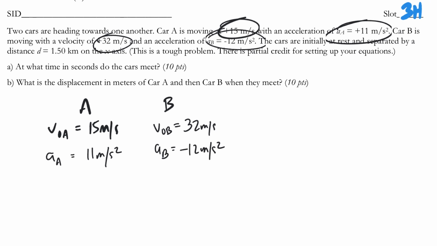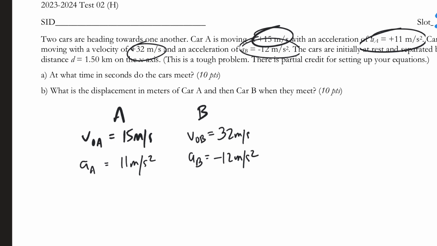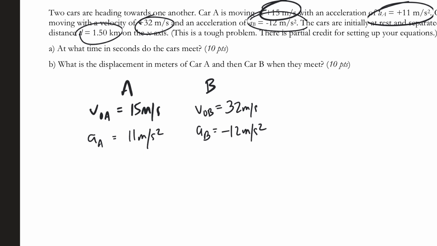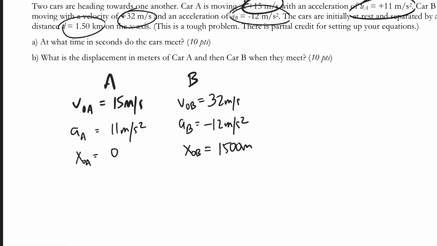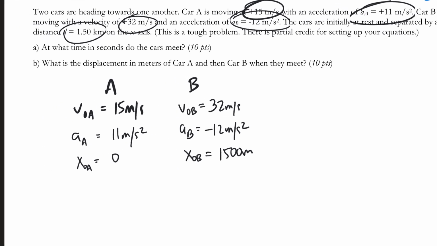Okay, the cars are initially separated by a distance of 1.5 kilometers, so 1,500 meters on the x-axis. That tells us, and this was the big trick to this problem, that A is at a position, we'll call it 0, and B is at a position 1,500 meters. It could have been any x naught A or x naught B as long as they were 1,500 meters apart. Okay, this is a tough problem, partial credit.